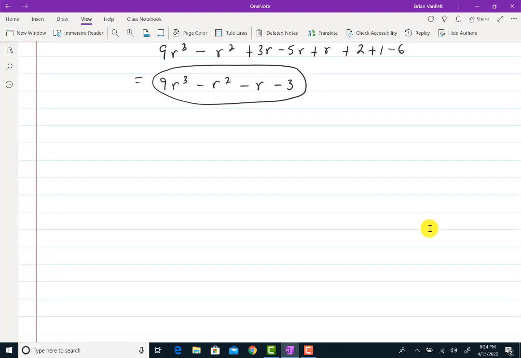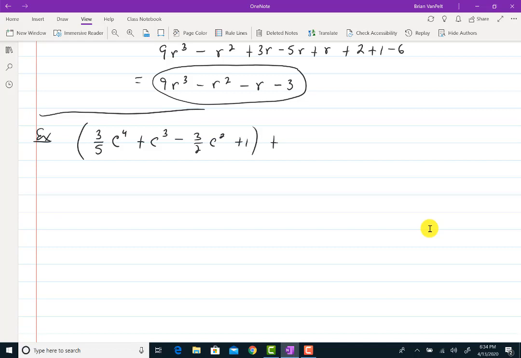Let's try a more complicated example. Next we have 3/5 c to the fourth plus c cubed minus 3/2 c squared plus 1 plus c to the fourth minus 6c cubed minus 1/4 c squared plus 6c minus 1.